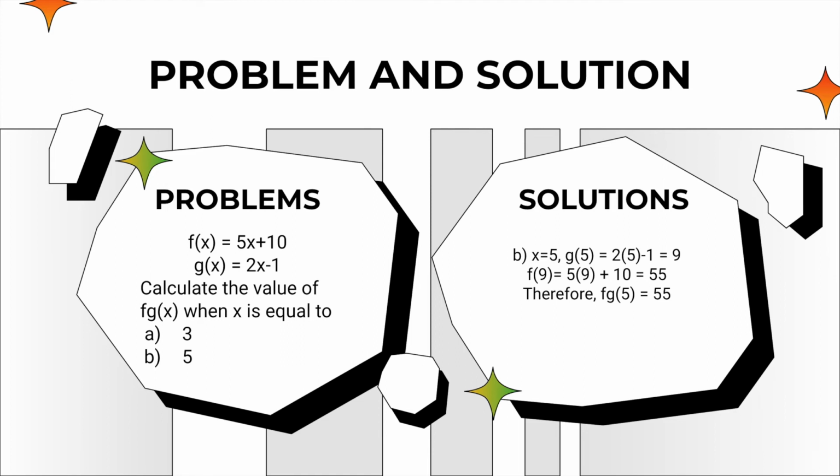So we get f(9) equals 5 times 9 plus 10, which is 55. Therefore, the value of fg(5) equals 55.